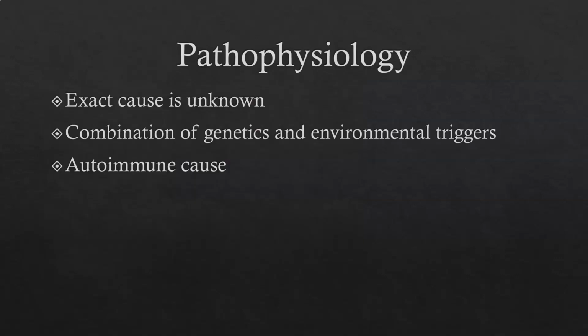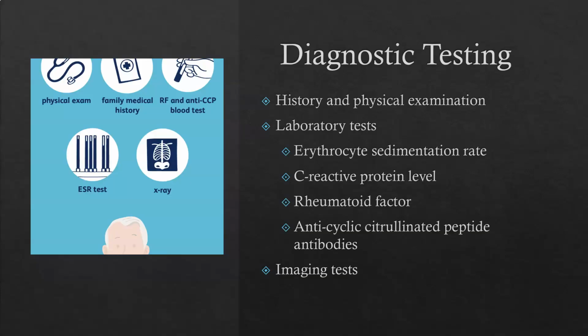Its exact cause is unknown, but it likely results from a combination of genetics and environmental triggers. The most widely accepted theory states that it is an autoimmune cause in which rheumatoid factors form antibody complexes in the synovial joint, which then attracts neutrophils into the joint and cause inflammation and destruction of the synovial joint tissues.